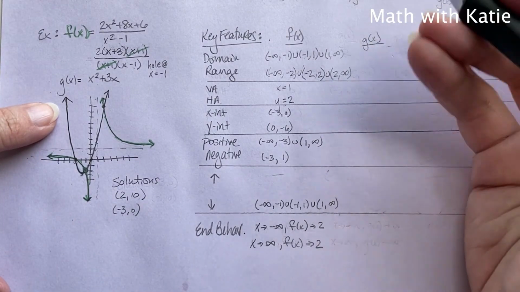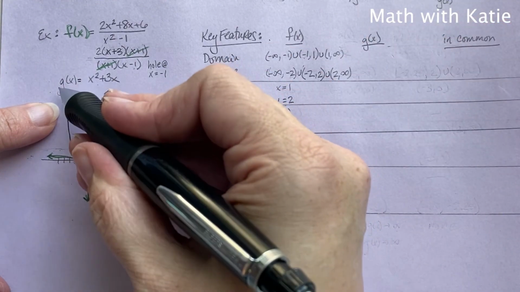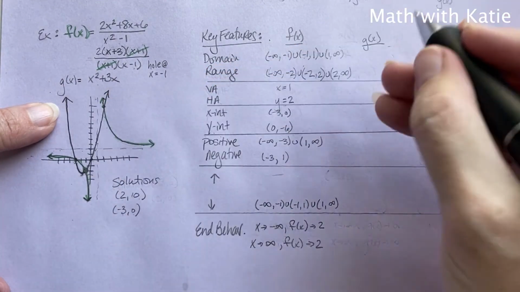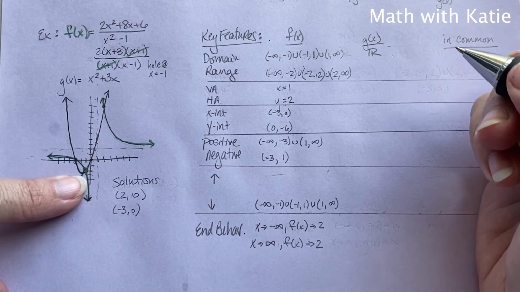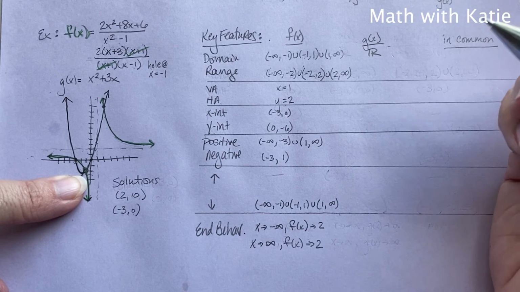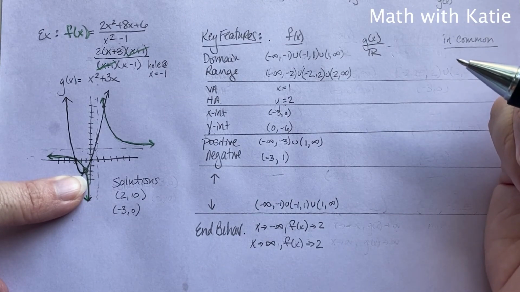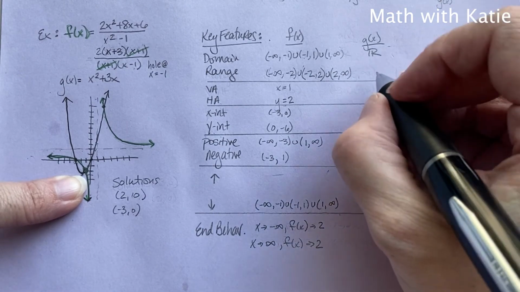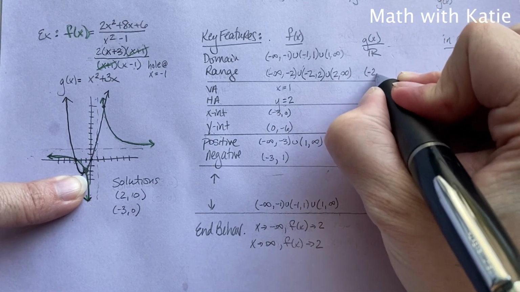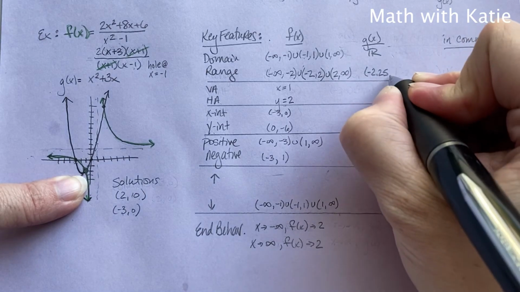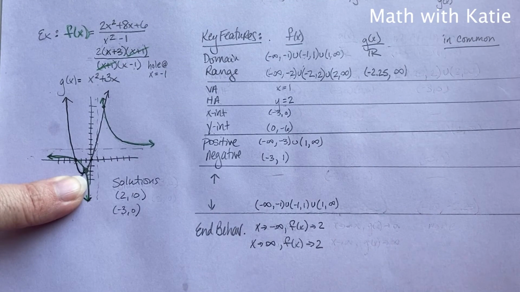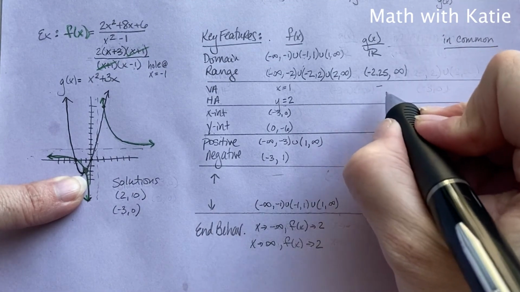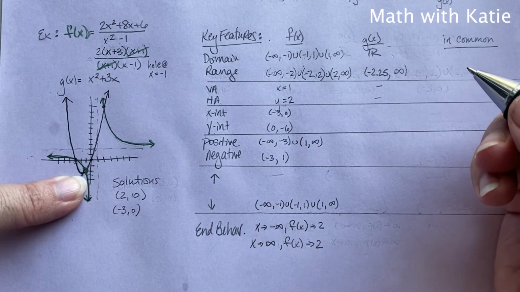Our domain goes to negative infinity and goes to positive infinity, so all real numbers. Our range: when we put this in the calculator, we find that our vertex has a y value of -2.25. So this goes from -2.25 to positive infinity. Vertical asymptote, none. Horizontal asymptote, none.